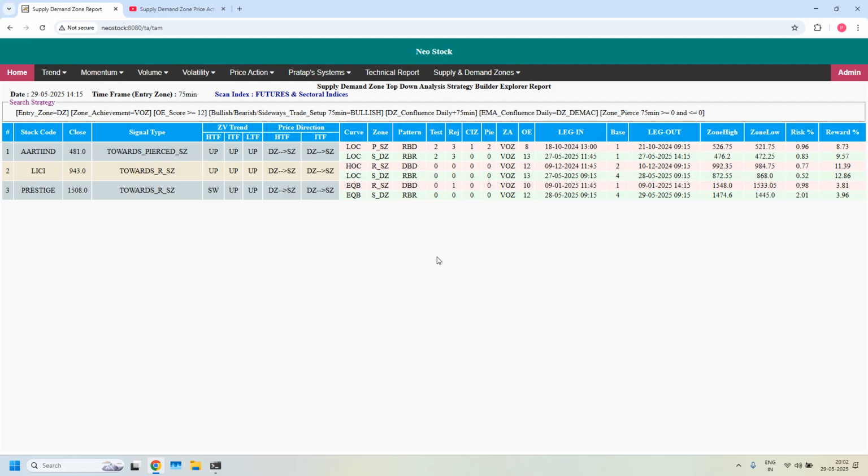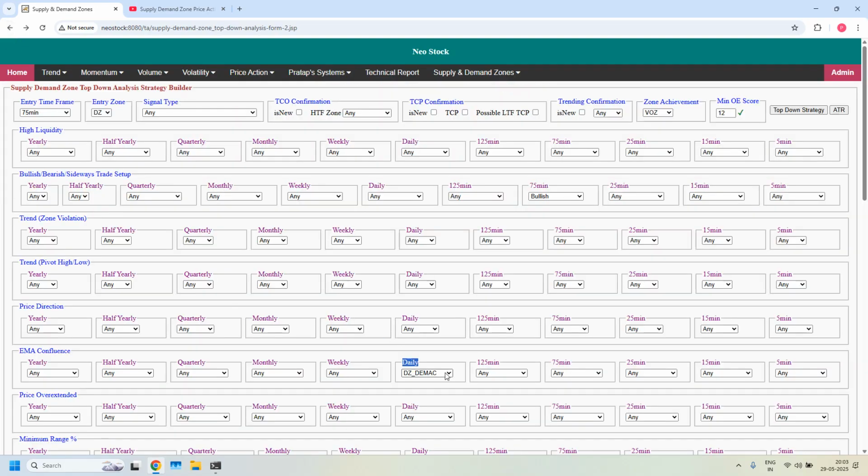This is based on LTF and ITF demand zone confluence and ITF EMA confluence for bullish trade setup. Next, we will look into LTF, ITF and even HTF demand zone confluence supported stocks. That is 75 minutes, daily and weekly demand zone confluence. Let's add that filter. I am removing the EMA filter.